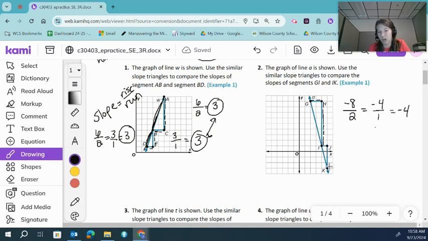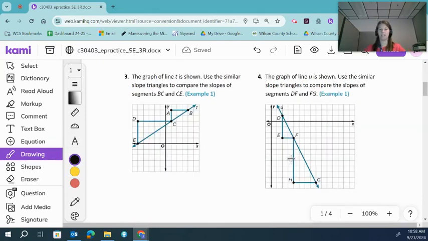Slope here on IK is going to be 1, 2, 3, 4 over 1 between JI, and again, negative. So that simplifies to the exact same thing. So my slope is negative 4. Let's do one more here.